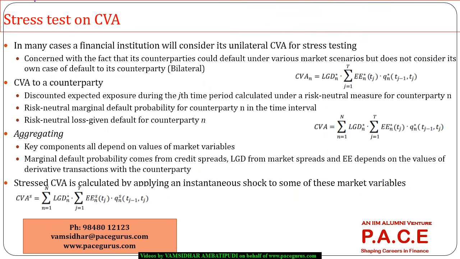Then the other concept that we are bringing in here is stress testing on the credit value adjustment, and I will also talk about the debt value adjustment. In many cases the financial institutions consider it unilaterally, meaning what is the loss they are going to incur if the counterparty defaults towards them. But there is a possibility that they may also default to their counterparty. So if I take both of them into consideration, this is called bilateral stress testing or bilateral CVA.